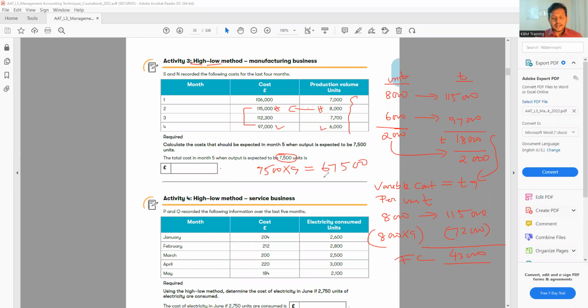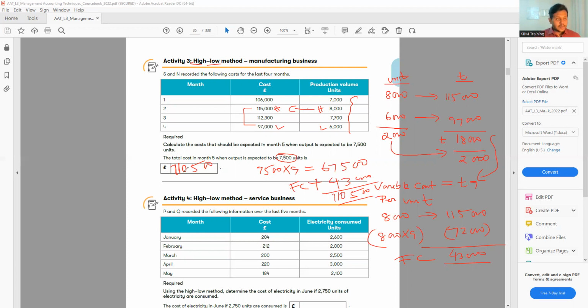67,500. And now I just need to add the fixed cost that I calculated before, 43,000. That will give me my total cost. How much? 110,500. So my total cost is 110,500. That's it. A little bit tricky, but not difficult. As long as you understand it, it's not going to be difficult, but it's very common in the exam. They always test this in the exam.